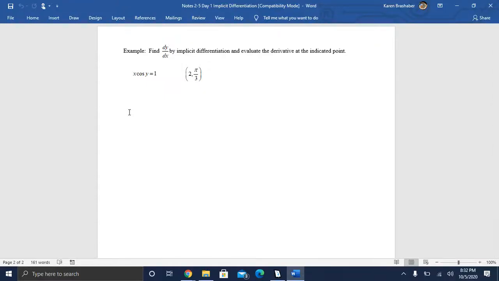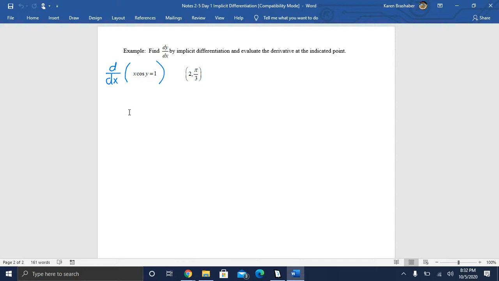So on the back of your notes, you're asked to do implicit differentiation for x cosine y equals 1, and then evaluate it at the ordered pair 2, pi over 3. So we'll do the derivative with respect to x of both sides of that equal sign. And you do have a product again, so we'll need to do the product rule.